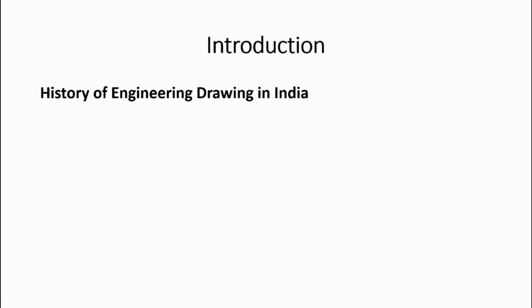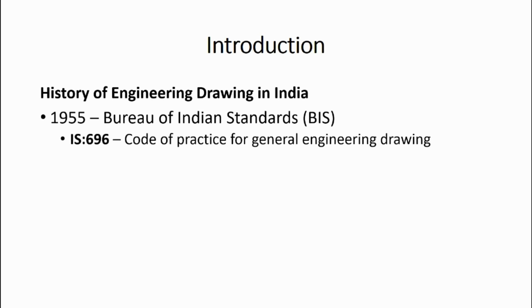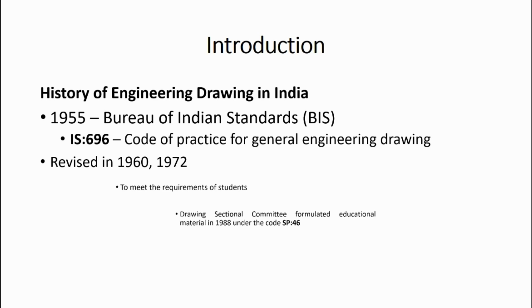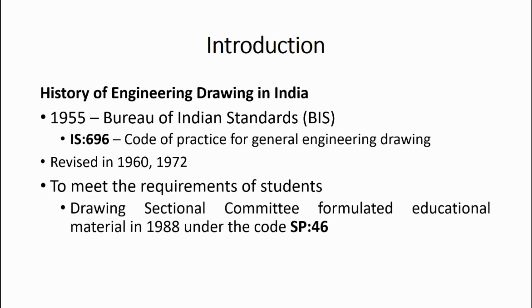Now, a brief history of engineering drawing in the Indian context. Post-independence, in 1955, the Bureau of Indian Standards issued IS 696 as a code of practice for general engineering drawing, a document that contained all the rules and conventions specific to India. This document was revised twice, once in 1960 and then in 1972. On completion of the second revision, IS 696 was withdrawn and a new educational material was formulated in 1988, under a new code SP 46, to cater to the requirement of engineering students in India.